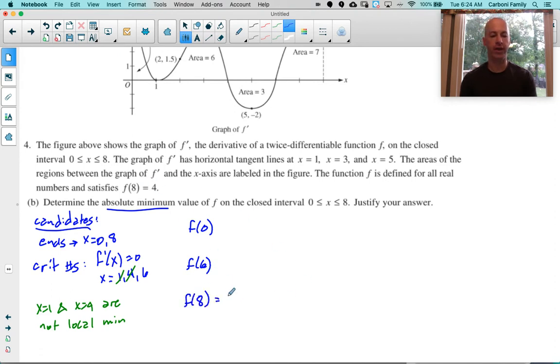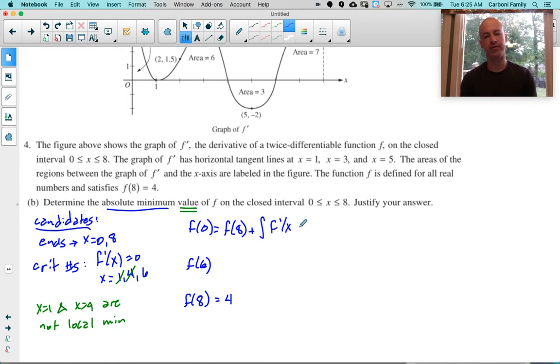And we know that f of 8 is 4. I'm going to look for the one that returns the lowest value, because it does specify to find the absolute minimum value. That means the actual y-coordinate, the output when you plug in the candidate. And to find f of 0 and f of 6, because I have an initial condition of f of 8, I can figure those out by saying, well, f of 0 would be f of 8, I have an initial condition, plus I'm given the derivative. We're going to measure the change in the derivative.